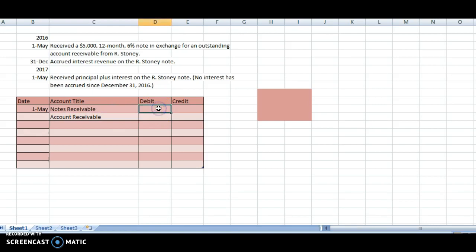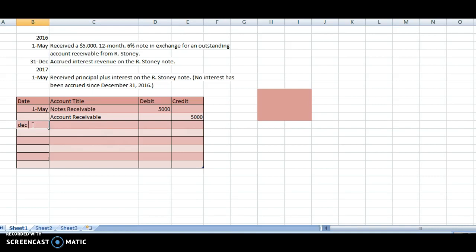back. So it is a $5,000 note, and so we put in the debit for notes receivable $5,000, and then the credit to accounts receivable $5,000, because we've already put it in accounts receivable, so we're crediting it to switch it over to notes receivable. Pretty simple. But then on December 31st, it says that we accrued interest revenue on the R. Stoney note.